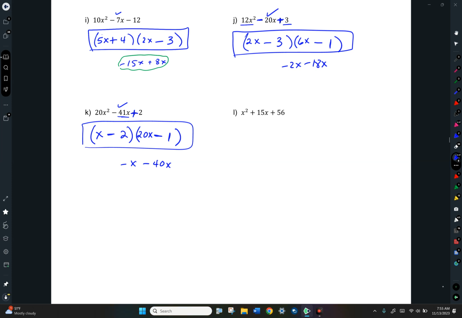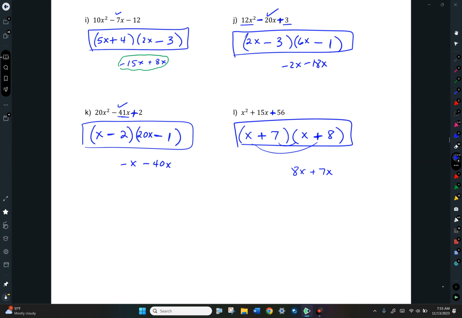Okay? Last one, I see 3 terms, so I automatically set up my parentheses. The last one is a plus, so I know they're the same. Look over at the first one, so this means they're both plus. Okay, the only way to multiply and get x squared is x times x. And then for 56, gosh, I know 56 and 1, and I know 7 and 8. There's probably some others, but I'm just going to start with 7 and 8 because those are going to be the smallest. So 7 and 8. Does that work? I have 8x and 7x, that does give me the 15, right?